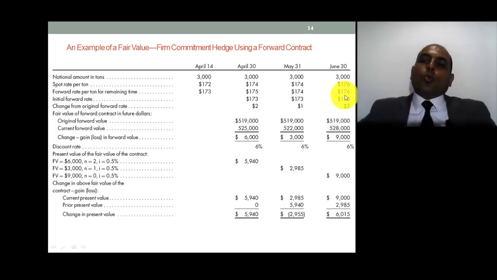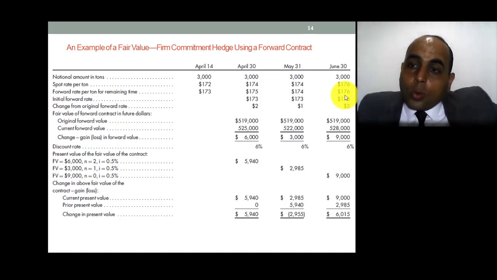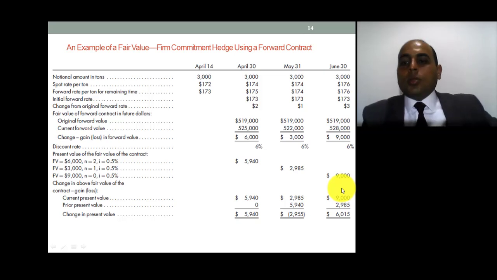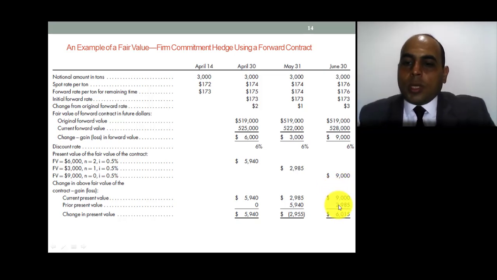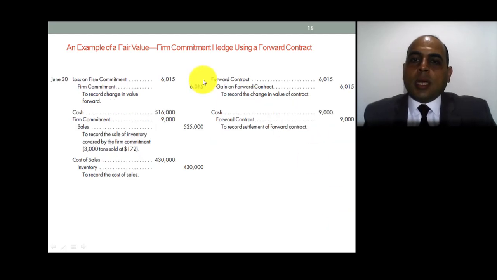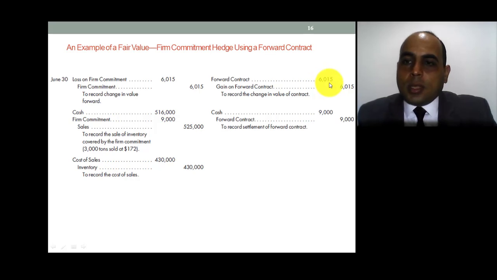Already we agreed to buy it by 173, but the price has increased to 176 as we entered into the forward contract. In this case, we have gained 9,000 in total. But be careful, you have to deduct the amount of loss already recognized in the previous period. So here we are talking about 6,500 as gain. Forward contract of June, forward contract 6,015, gain on forward contract 6,015.